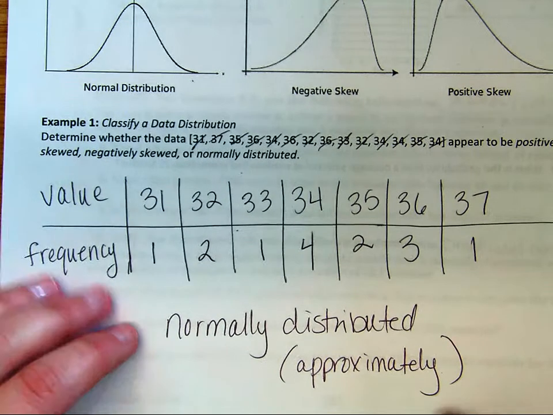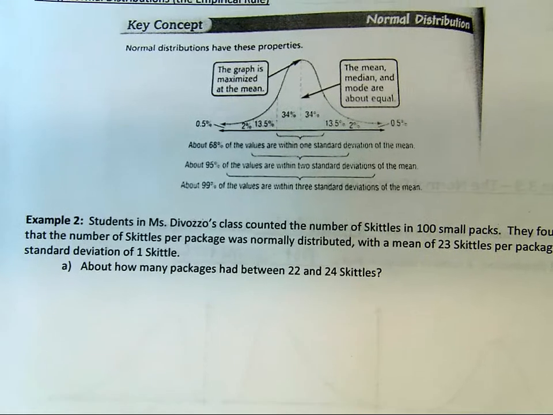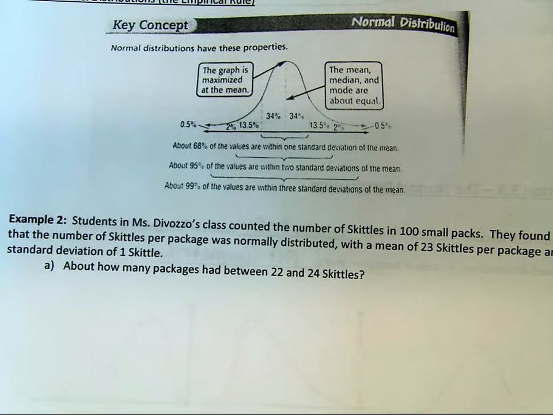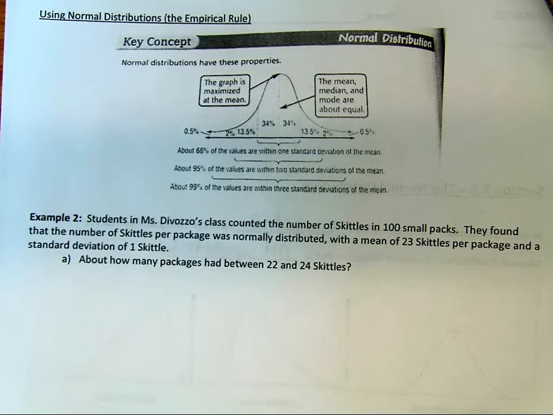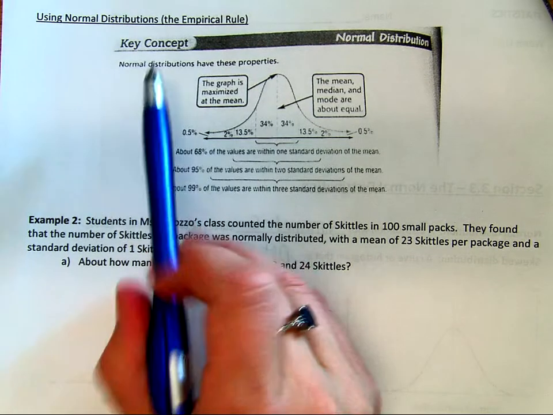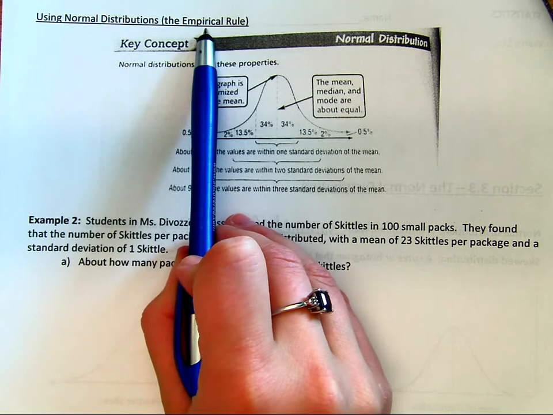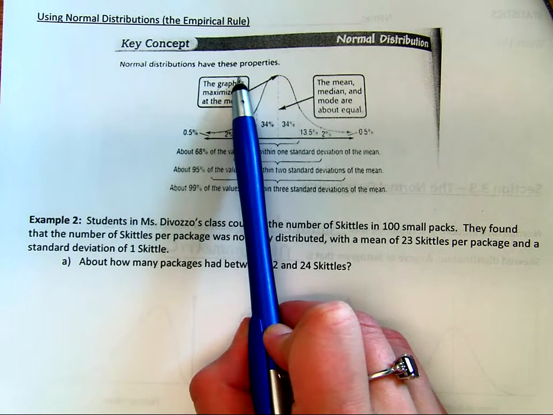Okay, so flip to the other side. I have this diagram of all the properties of this bell curve, with all the percentages that go in here, which we're going to refer to as the empirical rule. So this is how we use normal distributions. Let's go through the properties of normal distribution.